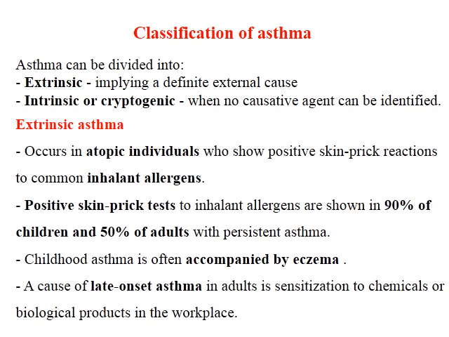Asthma is classified into two major types, extrinsic and intrinsic asthma. Extrinsic, which may be due to an external cause. Intrinsic or cryptogenic, where there is no specific cause to be identified. Extrinsic asthma occurs mainly in atopic individuals. What does atopic individual mean? An atopic individual is one who has a positive skin prick reaction to specific or common inhaled allergens.